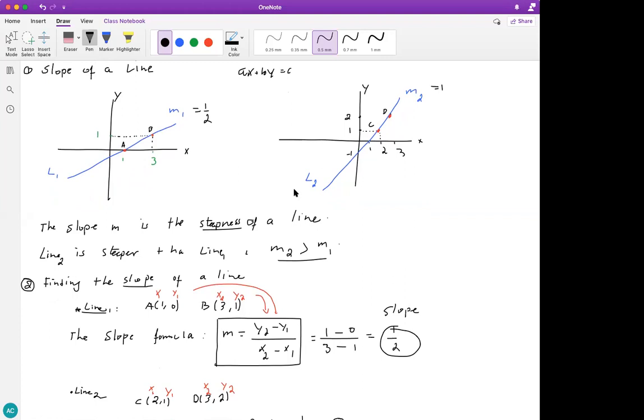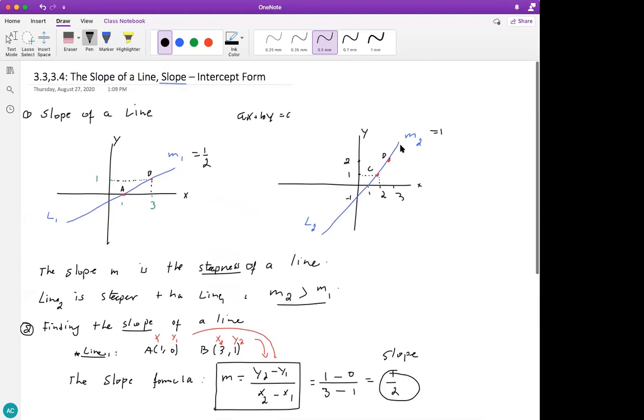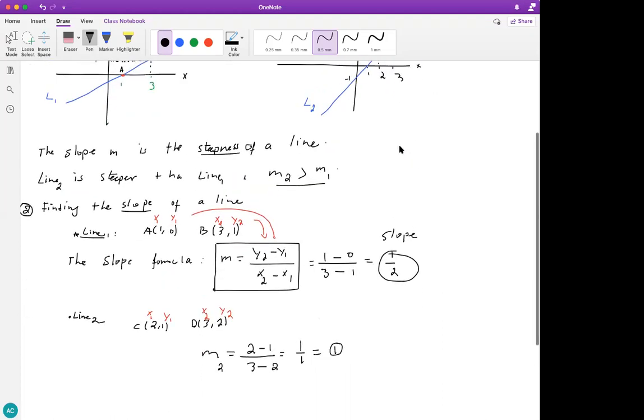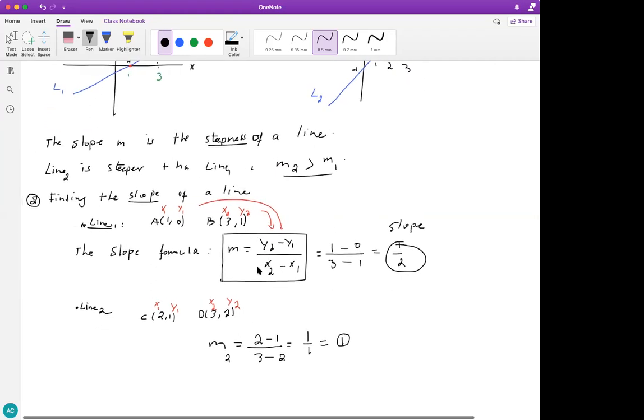We'll talk about this a little bit later, about the signs of the slope, depending on which way the line rises. Okay, so that's basically the idea. That's the formula, so remember this. This is what we call the slope formula. We have a couple more formulas we're going to talk about later. They're going to be based on this. So this is a very important one. Okay, so let's do another example.